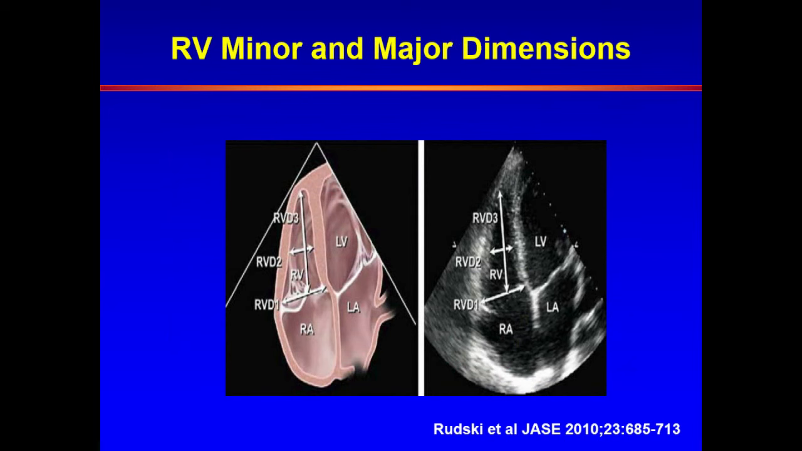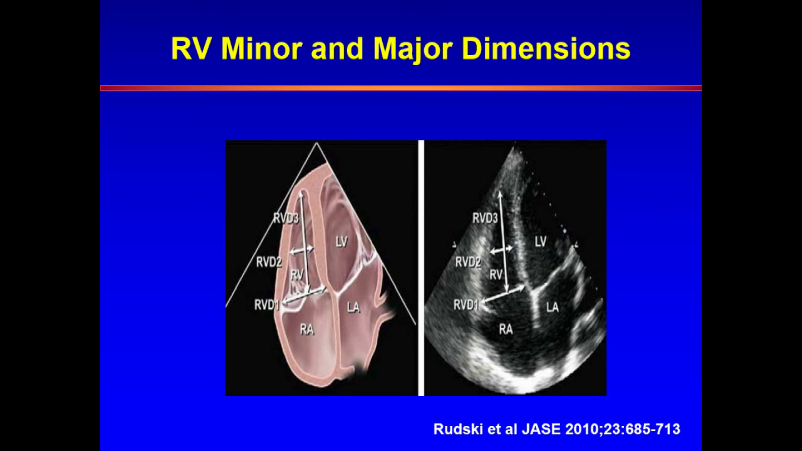What are the measurements that we can take? Say I don't want to do RV end-diastolic and systolic area in the apical views. The least you can do is to get that basal diameter of the RV, and then you can also do other measurements midway and then the long axis of the right ventricle. They give you rough indications of the RV size.